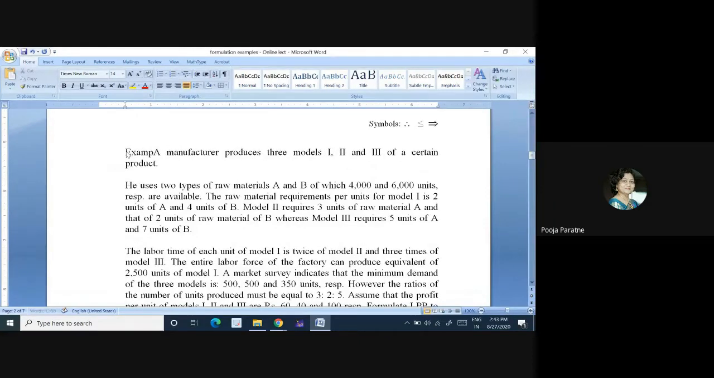If we make such parts of the example, it will be easy to formulate it and to identify which are the variables and how to define the constraints and objective function. So now let us concentrate on this first paragraph. Two raw materials are there, A and B. Their availability is also given. And the requirements of those raw materials in models 1, 2, and 3 are also given.